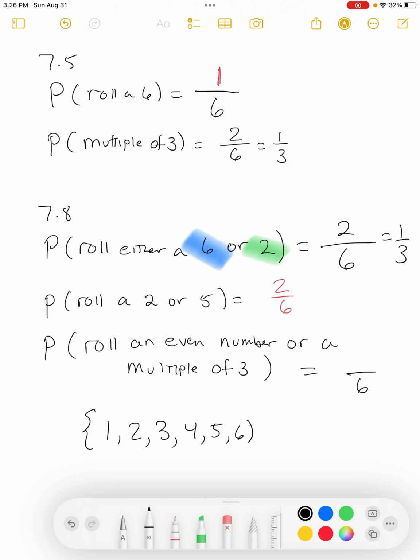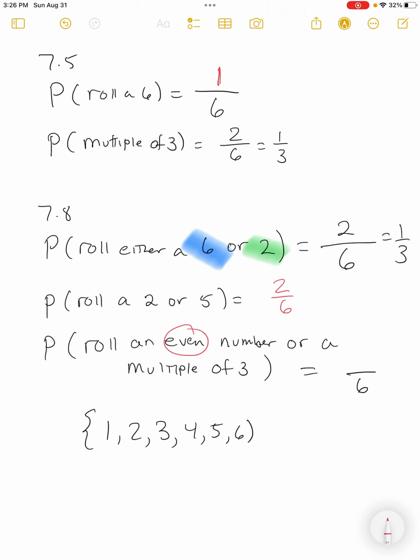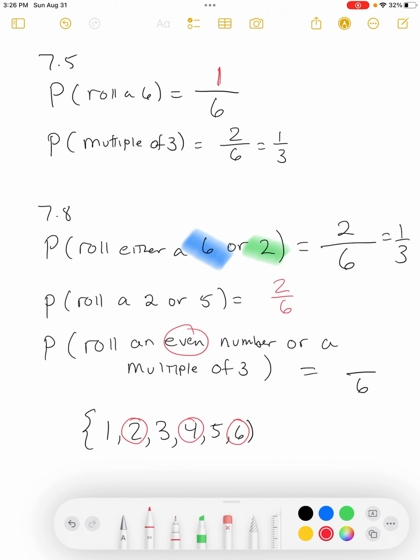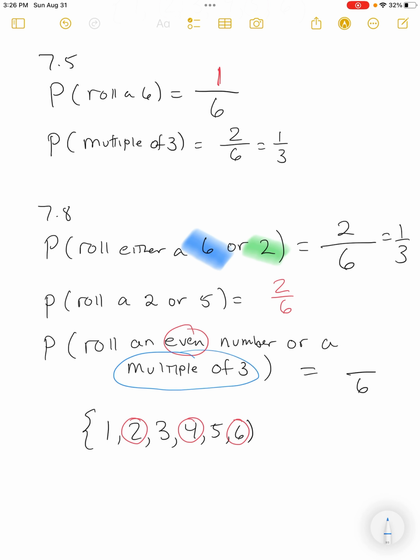Now, it's going to be an even number. So my even numbers are 2, 4, 6. So I at least have 3 things that I'm going to be accounting for. But do I get anything else with the second condition? The second condition was a multiple of 3. Now, as I look at this list, there's 2 multiples of 3. I'm going to point to them, 3 and 6.